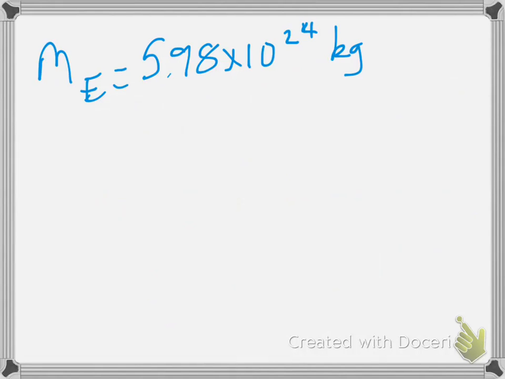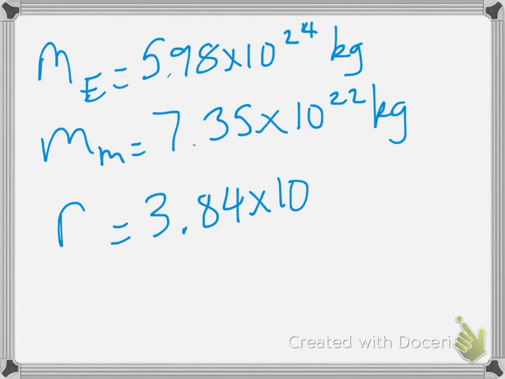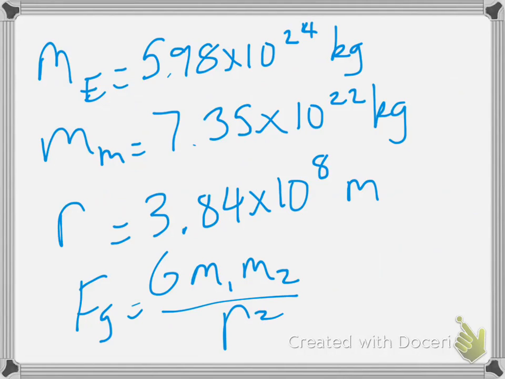Okay, so the mass of the Earth is 5.98 times 10 to the 24th. And don't ask me why I know it, I just do. The mass of the moon is 7.35 times 10 to the 22nd kilograms. Don't ask why I know it, I just do. And the distance between them is 3.84 times 10 to the 8th meters. Don't ask me why I know it, I just do. Alright, so all that's going to go into our equation of Fg equals big G, m1, m2, that's the Earth and the moon, divided by the distance between them squared.